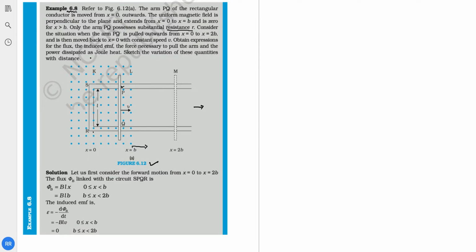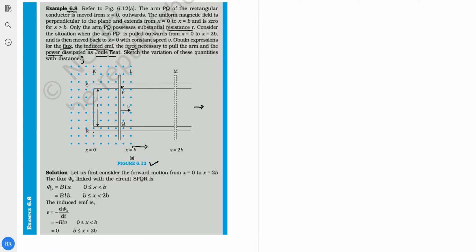So obtain the expression for the flux. आपको flux के लिए expression निकालना है. You have to obtain the expression for induced EMF. You have to find the expression for the force to pull the arm, and the power dissipated as joule heat, right? So sketch the variation of these quantities with the distance. और आप इन quantity का distance के साथ variation भी हम इसको दिखाएंगे कि किस तरीके से होगा.